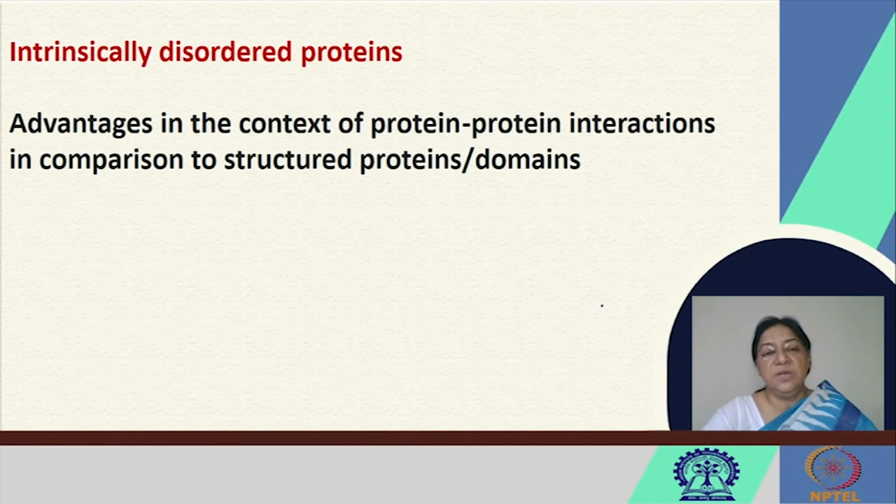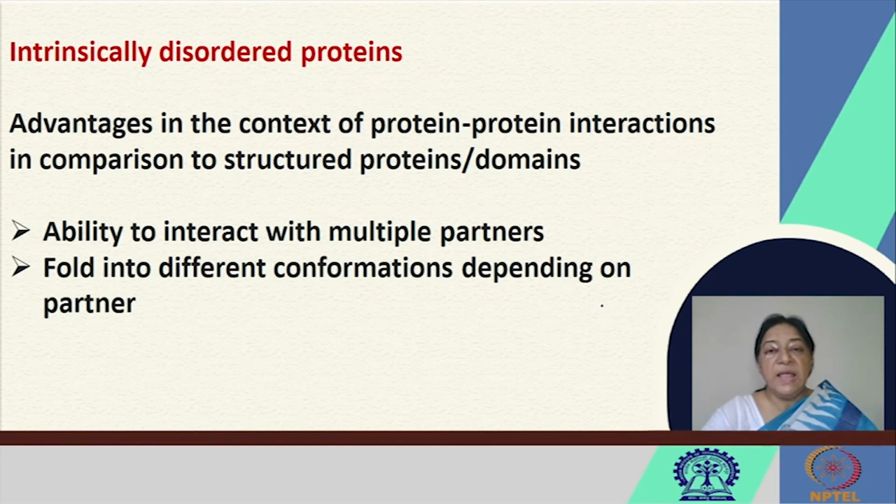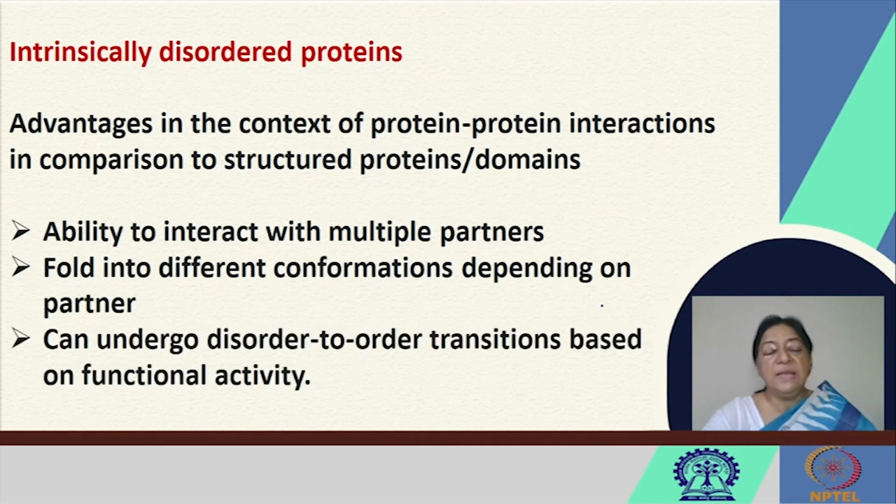The advantages in the context of protein-protein interactions in comparison with regular structured proteins and domains is their ability to interact with multiple partners. This promiscuity sometimes helps in the multitude of partners that they can interact with. They can fold into different conformations depending upon the partner, and they can undergo disordered to ordered transitions based on their functional activity. So depending upon the requirement, they can adapt to the specific situation given their flexibility.